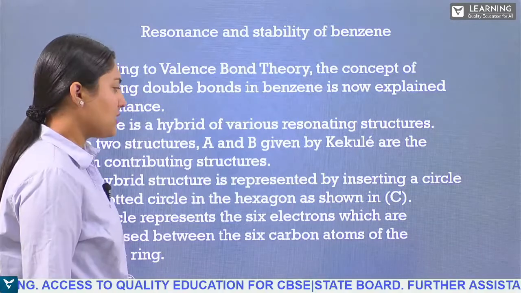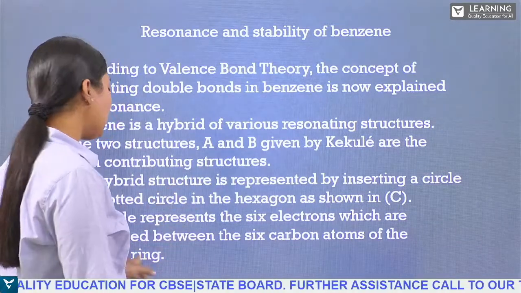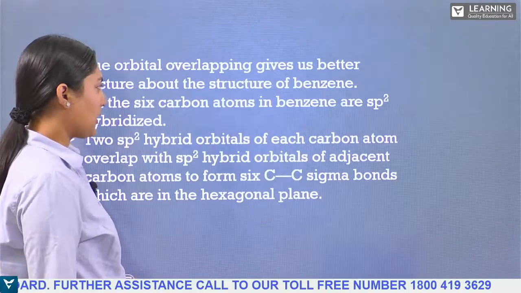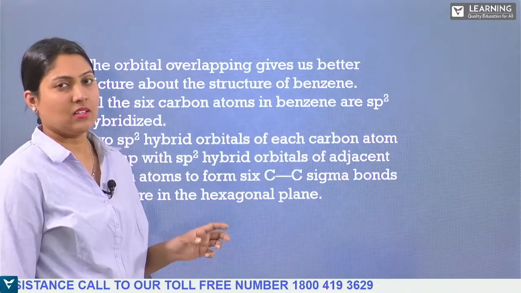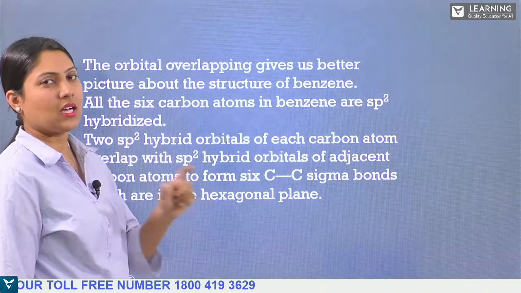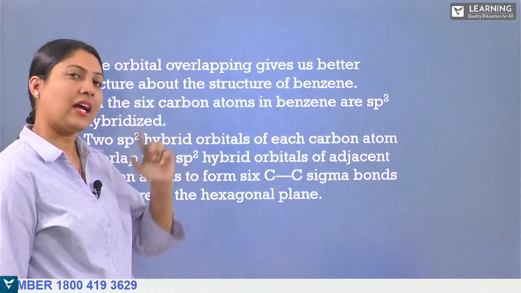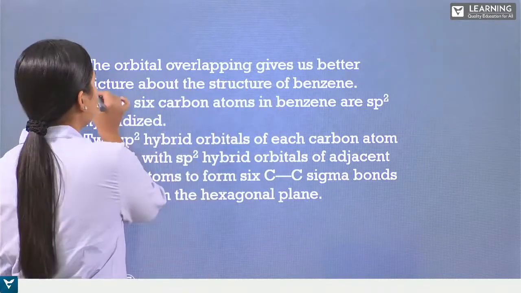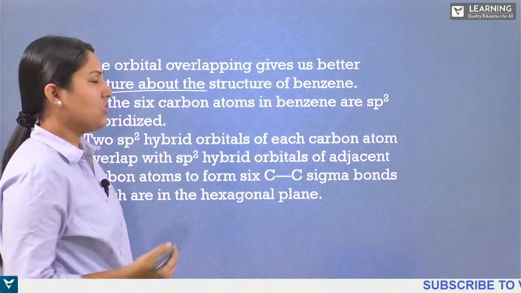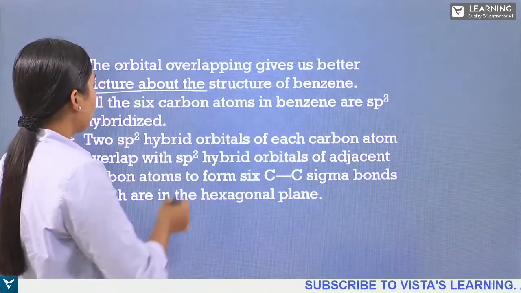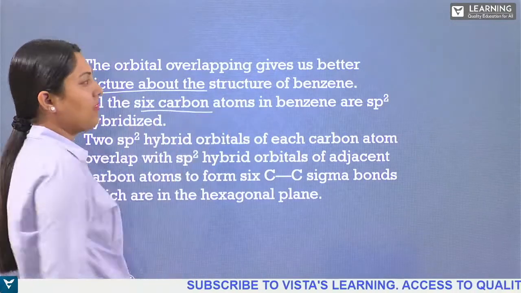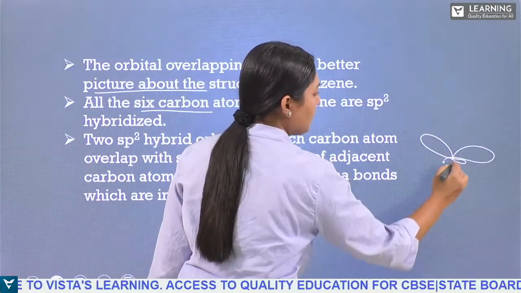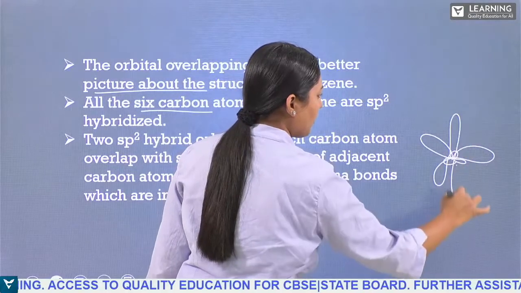So the circle represents the 6 electrons which are delocalized between the 6 carbon atoms of the benzene ring. As we know, there are 6 carbon atoms, and for each carbon atom we have the pi bonds, and that will be oscillating. The orbital overlapping gives us a better picture of the structure of benzene. We'll see through that. As we know, this carbon will have sp2 hybrid orbitals and one p orbital.